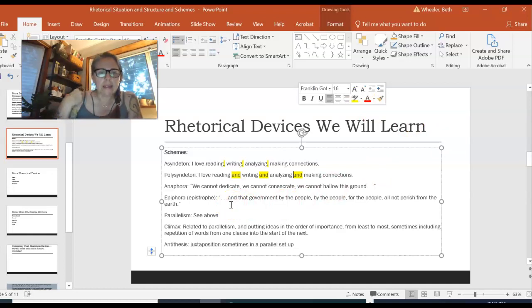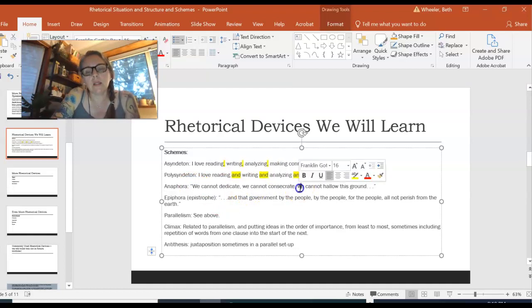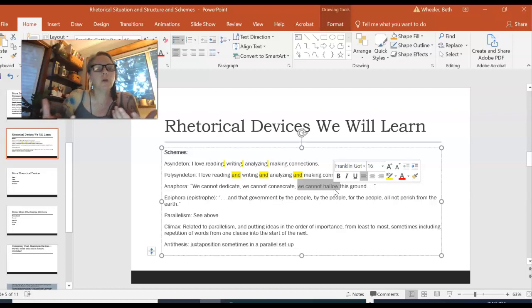Anaphora and epiphora are opposites as well. Anaphora is repetition at the beginning of sentences. So you see, we cannot dedicate, we cannot consecrate, we cannot hallow this ground. You all know where that comes from. It comes from the Gettysburg Address. That, gosh, I think it's like 260 words. I can't remember the exact number, but it's around that number. Full of rhetorical schemes and tropes, just jam-packed. So that's a line you've heard before.